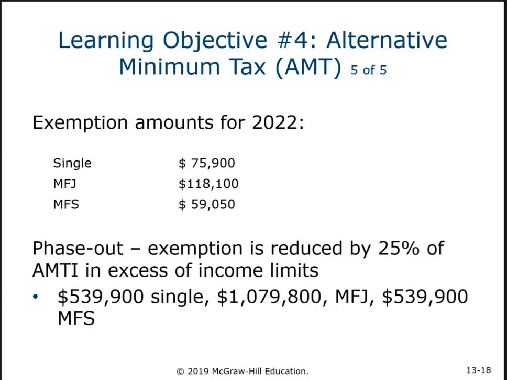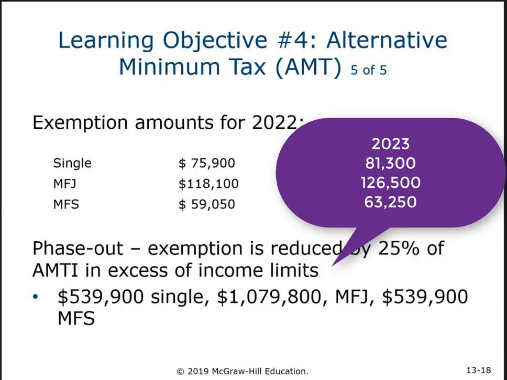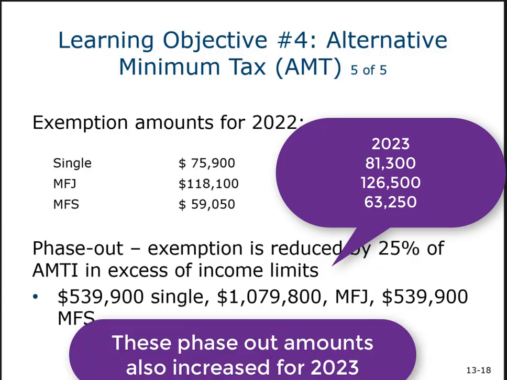The exemption amounts for 2022 are given here. If you're single, $75,900. I told you it was a big, fairly sizable amount. Married filing jointly, $118,000. Literally, if your income isn't over $125,000 or so, there's no way that the alternative minimum tax is going to impact you. Okay, married filing jointly. Single, it could go lower. Okay, married filing separately, obviously, also much lower.